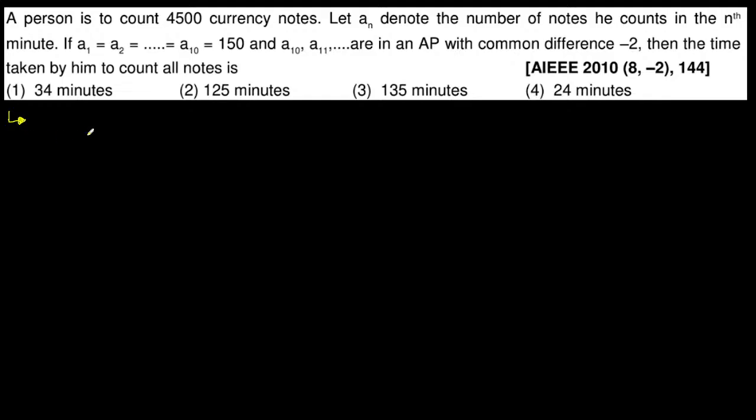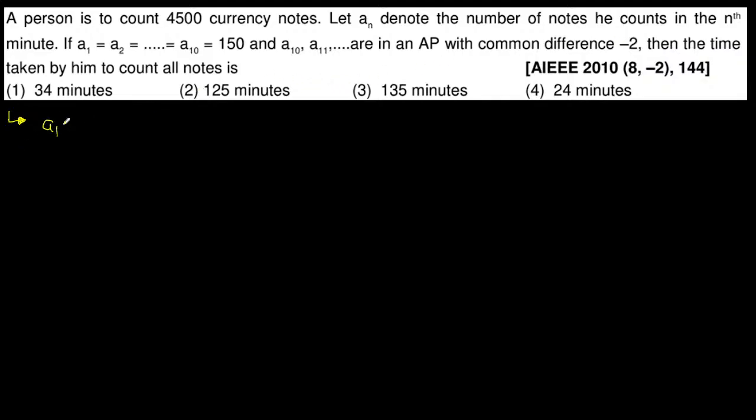A person is to count 4,500 currency notes. Let an denote the number of notes he counts in the nth minute. So A1, A2 up to A10 is 150, and A10, A11 are in AP with common difference 2.